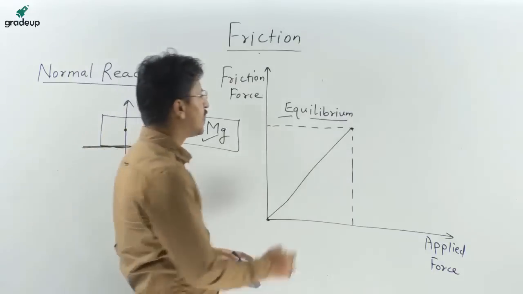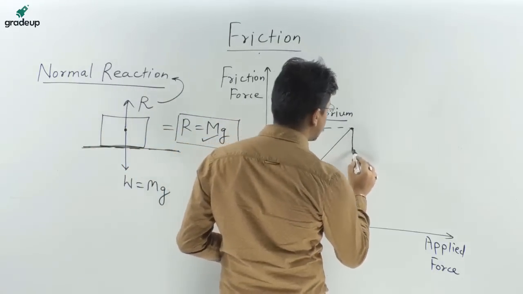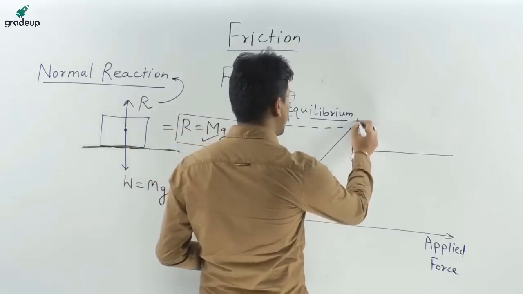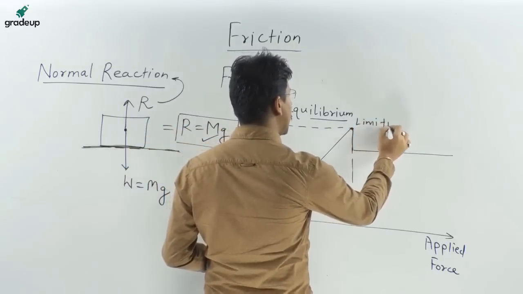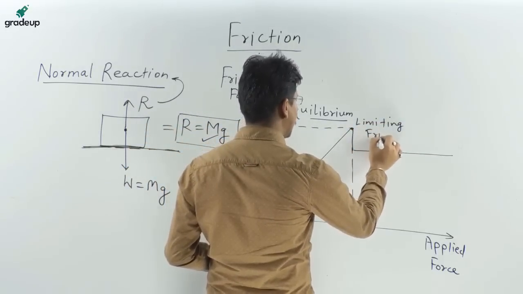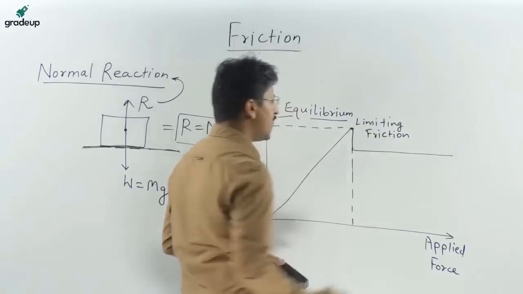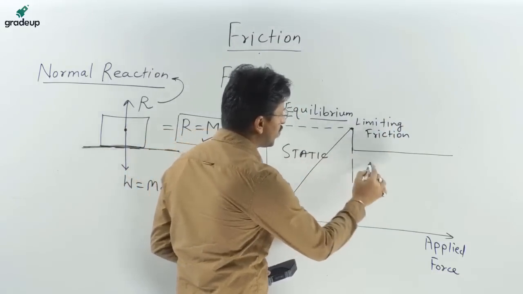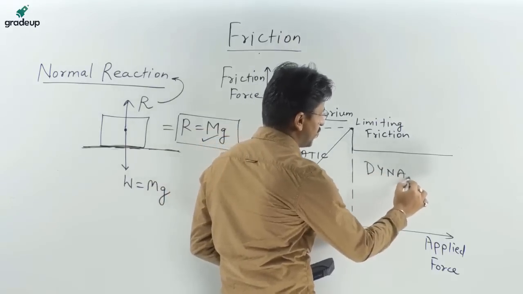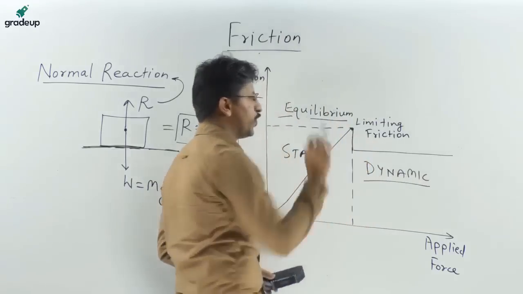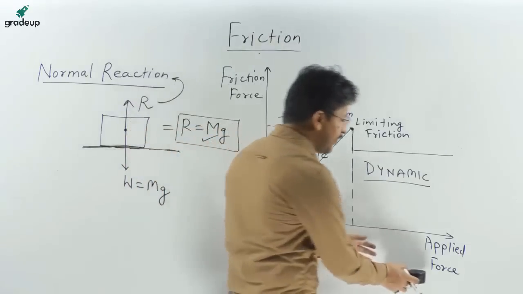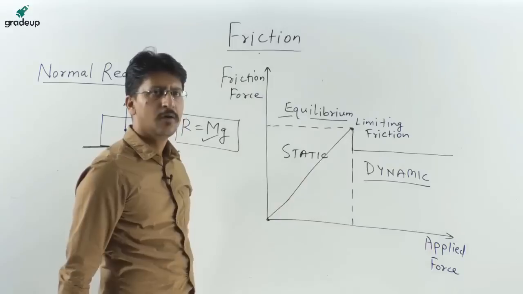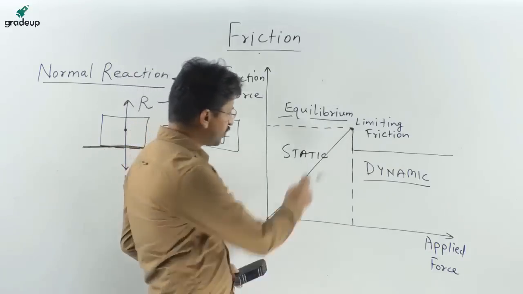As soon as the motion starts, this friction gets down and it becomes a constant. This value of friction is known as the limiting friction, the highest value at which the motion starts. This one is the zone of static friction, and this one is the zone of dynamic friction, because here the motion has started after we apply a force that is greater than the limiting friction. So this will be a straight line.